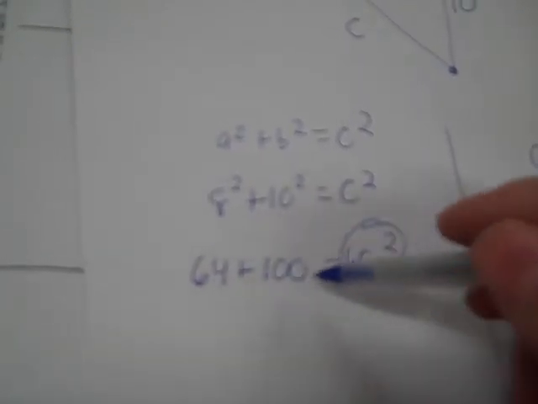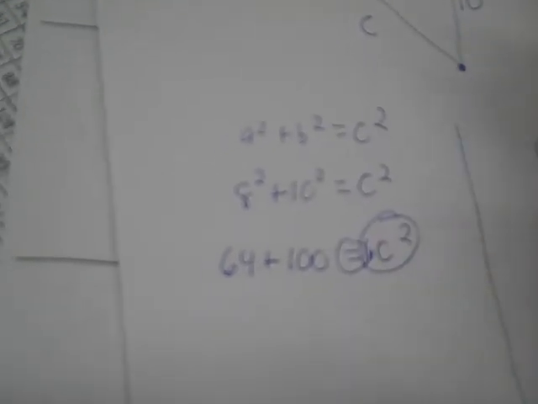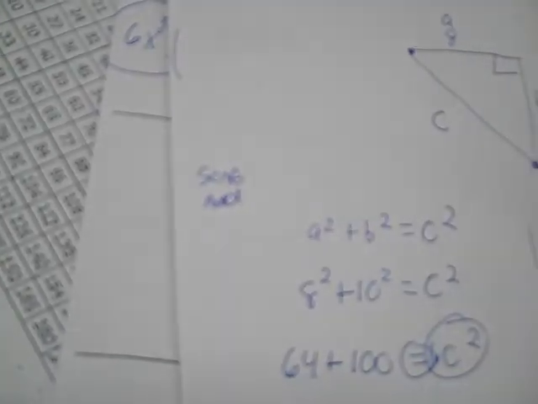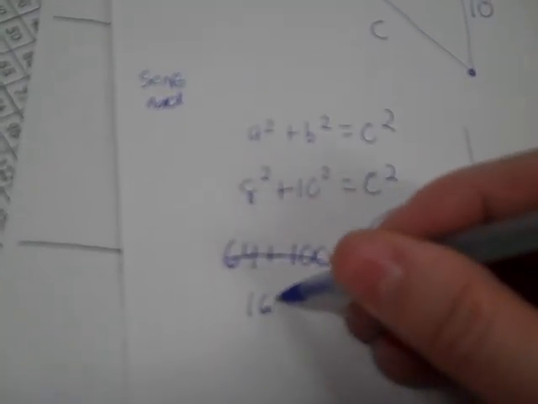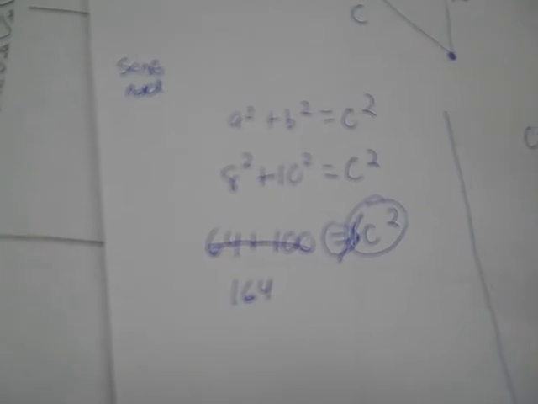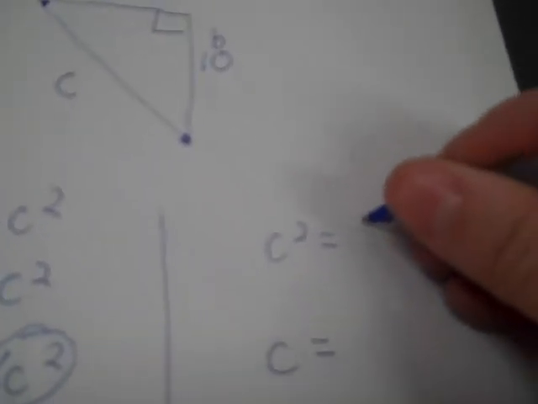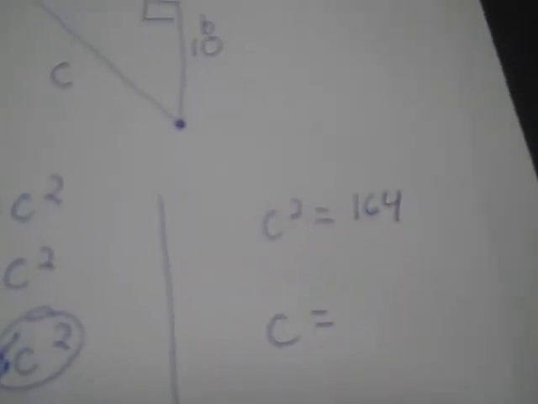Now these two go together. They're on the same side of the equals. Okay, so I'm going to add. Okay, 64 plus 100 is 164. And then since it's a 1, I can just delete the 1. Any other number you would have to divide 164 by that number. So C to the second is 164.